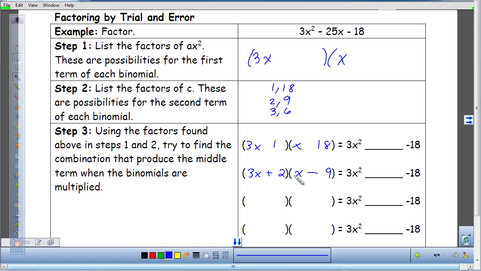Okay, and then don't forget to swap them up. Because we'd get a different result if we put 3x and the 18 here and then x and the 1. That would give us a different possibility. The products we still get, but would it give us the right middle term? And of course, it won't. We know that now, but you still have to swap them all around. Okay, questions about that? All right.